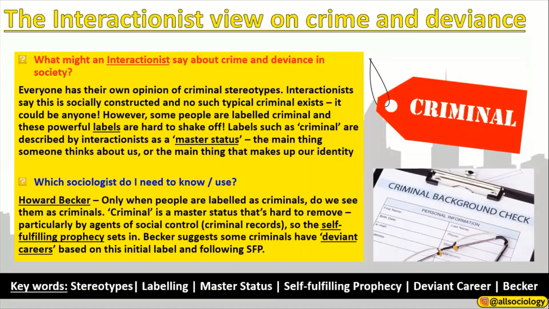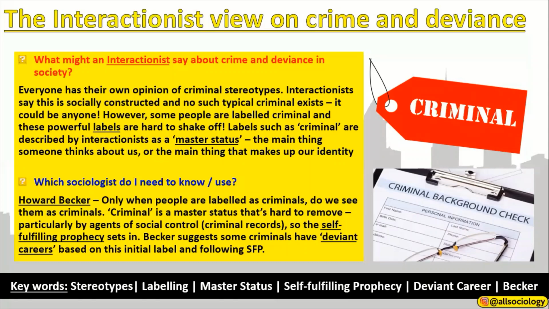And so what we then find is that the cousin of labelling, which is self-fulfilling prophecy, starts to set in. If someone's been labelled as a criminal by society, and particularly by the agents of social control, the police etc., then perhaps that individual starts to believe that themselves, and they start to act out their life as a criminal. And Becker uses a further term to describe what happens when this self-fulfilling prophecy sets into people, and he describes it as a deviant career. People get labelled as a criminal, which we've described as a master status, because it's a very heavy label, very difficult to shake off.